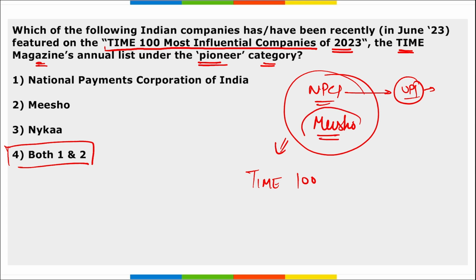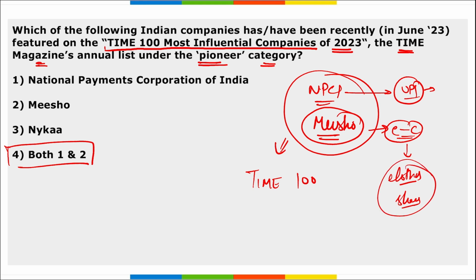And Meesho, they have revolutionized the e-commerce sector, and this is an e-commerce platform where you can buy various clothes, shoes, right, various accessories for your outfits also, correct? So these two companies were listed under the Pioneer category in the Time 100 Most Influential Companies of 2023.